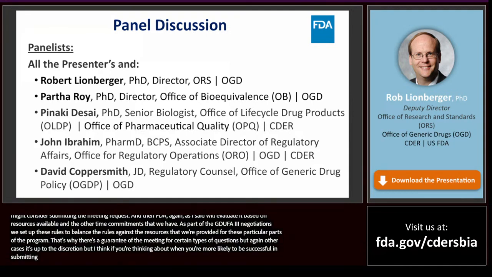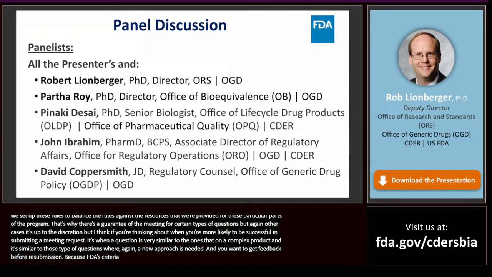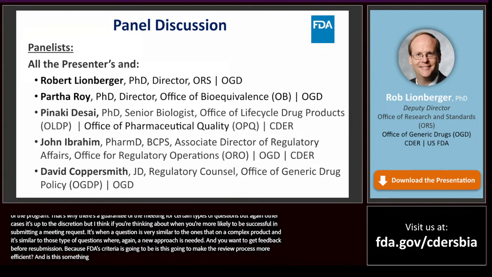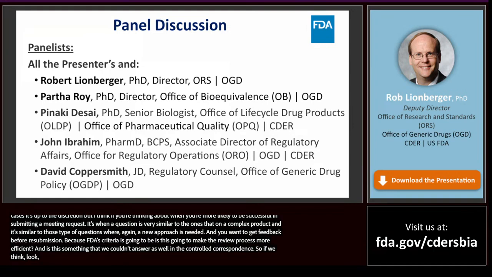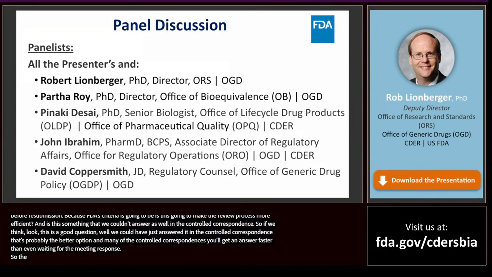But I think if you're thinking about when you're more likely to be successful in submitting a meeting request, it's when the question is on a complex product, and it's similar to those types of questions where a new approach is needed and you want to get feedback before resubmission, because FDA's criteria is going to be, is this going to make the review process more efficient? And is this something that we couldn't answer as well in the control correspondence? So if we think, well, this is a good question, but we could have just answered it in the control correspondence, that's probably the better option. And for many of your control correspondences, you'll get an answer faster than even waiting for the meeting response. So the control correspondence should be the first option.